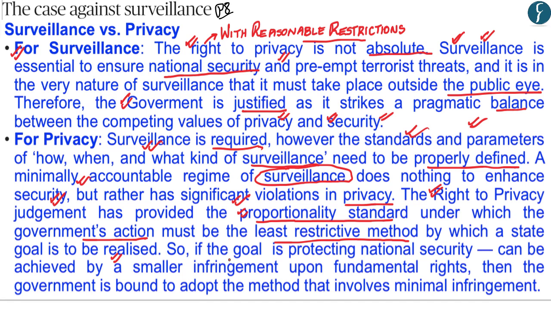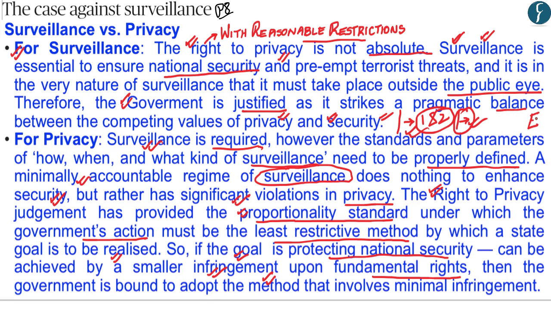So, according to the author, if the goal of the Government of India is to protect national security, then this goal should be achieved by a small infringement upon the fundamental rights of the citizens. Now, by quoting the proportionality standard under the right to privacy judgment, what the author is trying to mean is that, let's say, if only information 1 and 2 is required of a particular person, then only this much information should be undertaken when that person is under surveillance. And apart from that, only constitutional methods should be undertaken as being methods of surveillance.